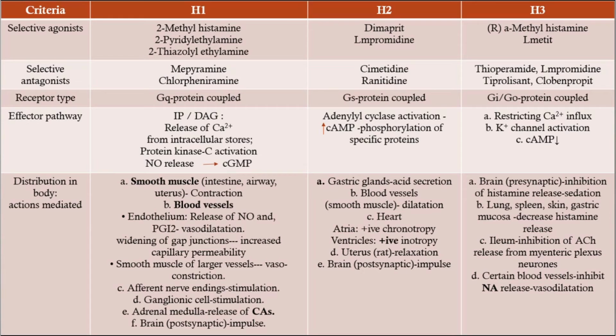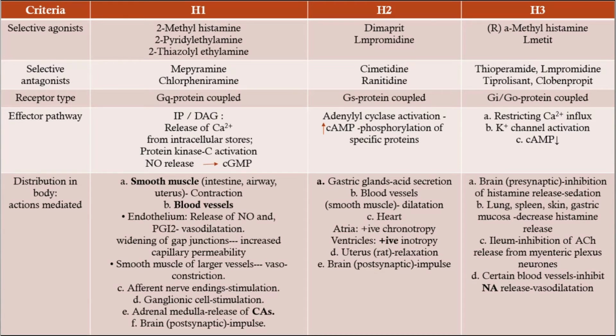Right? Distribution in body and action mediated. So smooth muscle. Whenever there is release of histamine, and this histamine binds on H1 receptor present on intestine, airway or uterus, it will cause contraction. As in asthma, what happens? Or as in allergic reaction, what happens? So there is release of histamine, and this histamine binds on H1 receptor present on airway, and it will cause contraction of airway.